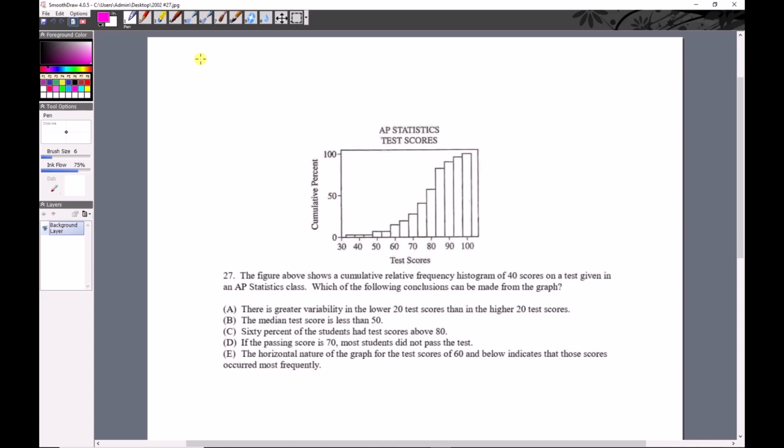It says there is a greater variability in the lower 20 scores than in the higher 20 scores. All right, well, if your thinking cap is on, that's telling you that you're at the median because that's half the scores below and half the scores above. So I thought, okay, let's just see what we can do with the median. So I figured I better find it.